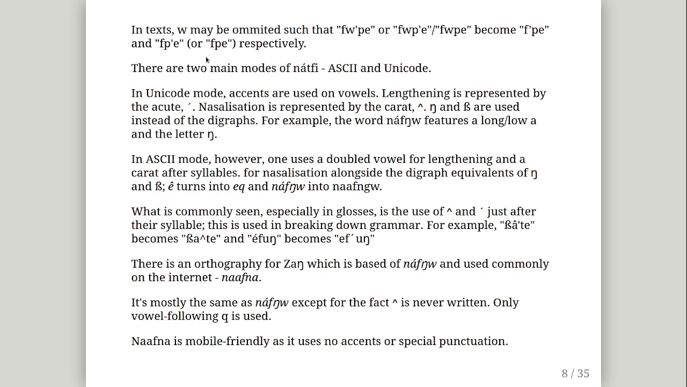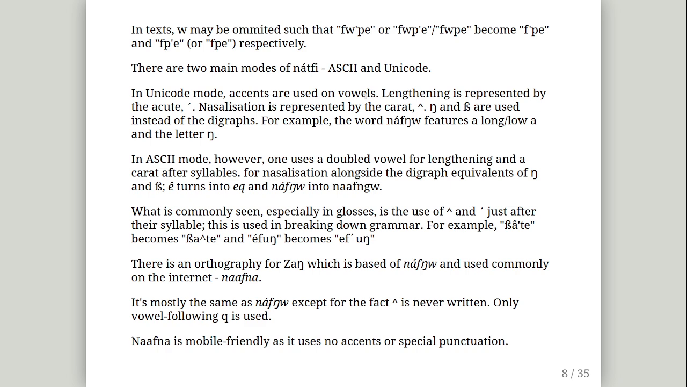Now, in Unicode, accents are used only on vowels. Lengthening is represented by the acute accent here. Nasalization is represented by the caret. Ng and sh are used instead of digraphs. So basically, using accents and special characters, it makes everything one character, which is much easier to read, much easier on the eyes. It's just, I prefer it that way.